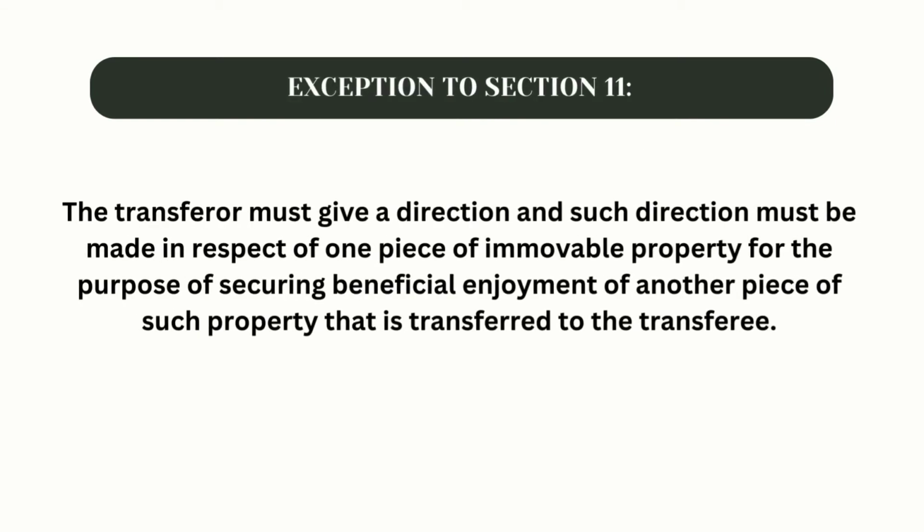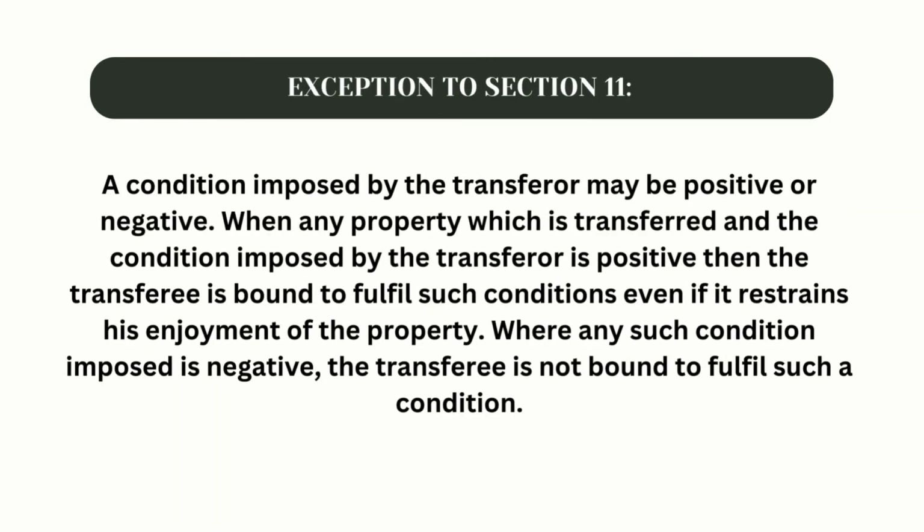The transferor must give a direction, and such direction must be made in respect of one piece of immovable property for the purpose of securing beneficial enjoyment of another piece of such property that is transferred to the transferee. A condition imposed by the transferor may be positive or negative. When any property is transferred and the condition imposed by the transferor is positive, then the transferee is bound to fulfill such conditions even if it restrains his enjoyment of the property. Where any such condition imposed is negative, the transferee is not bound to fulfill such a condition.